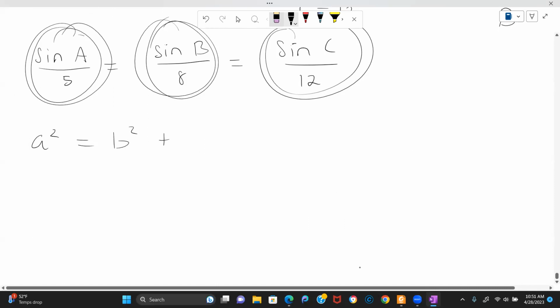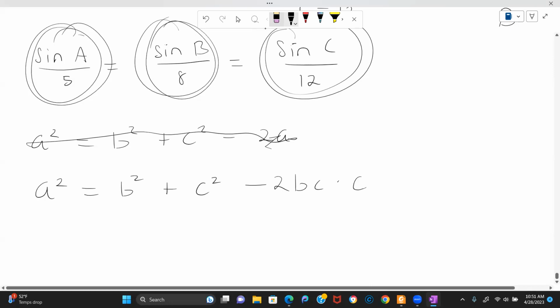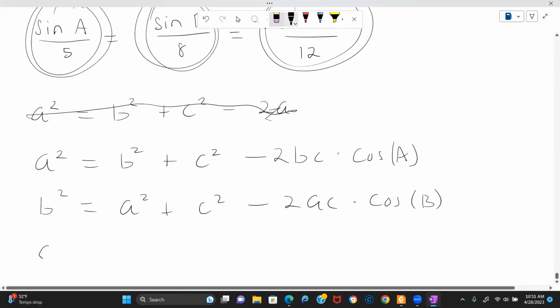A squared is equal to B squared plus C squared minus 2BC cosine of A. And then you have B squared is equal to A squared plus C squared minus 2AC times cosine of B. And then you have C squared is equal to A squared plus B squared minus 2AB cosine of C.